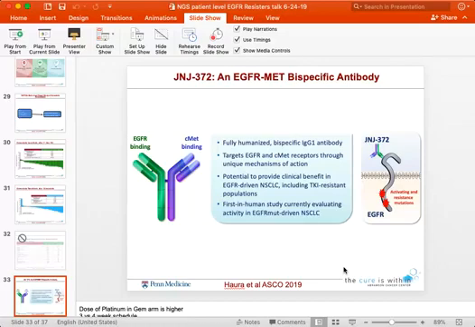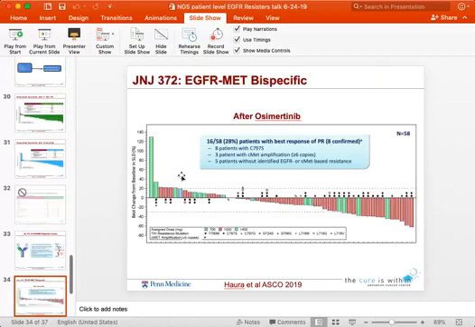One of the drugs that was presented at ASCO, which I had the honor of participating in, I was the senior author on this manuscript, was J&J 372. This is a bispecific antibody where one side targets EGFR and the other side targets MET. This is the waterfall plot, which was seen after osimertinib, showing that 28% of patients had a partial response, and a good number of patients had responses, had clinical benefit. We also saw benefit regardless of the mechanism of resistance.